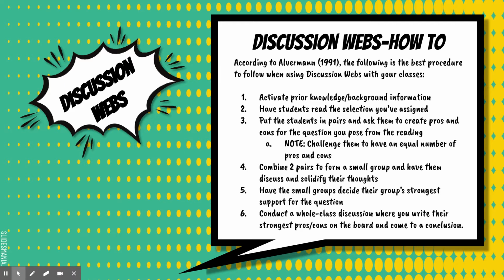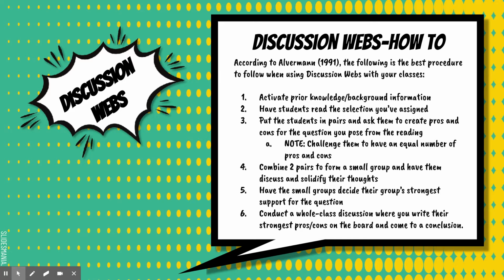So this that I've provided you with is what Alverman says is the best way to do this with your class. So first and foremost, you're going to activate prior background knowledge, which you should always do. That's a best practice for any strategy. If you know you're introducing a new concept or you know something's going to be more difficult for them, go ahead and give them what you think they need as far as the basic information.